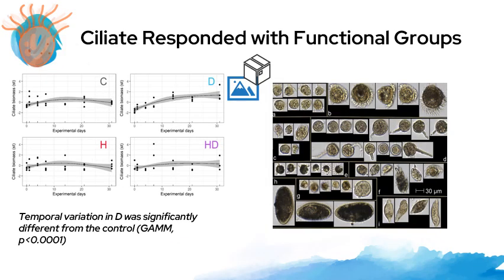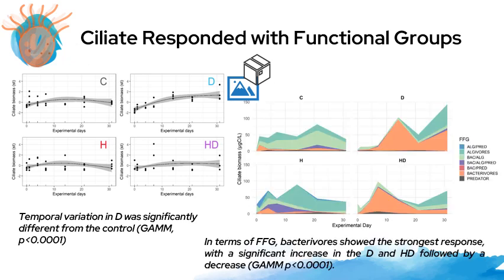Now let's look at how ciliates responded with functional groups. On the left-hand side, you can see the result from the flowchem analysis showing that the increase in D was significant, while H and HD, heating and mixed treatment, did not show any significant effect. And when we look at the functional groups, we saw that the increase was from bacterivore ciliates. So ciliates responded mainly through functional groups.